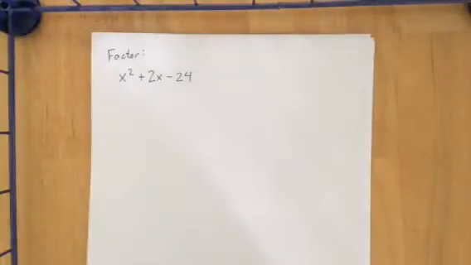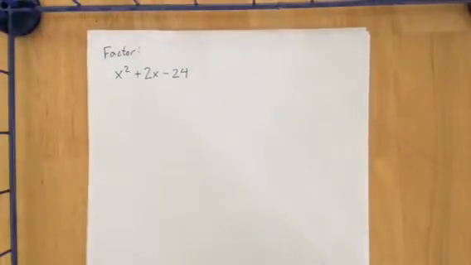Alright, welcome back everybody for part 2 of this two-part factoring tutorial. So what we got here is we're going to start with a trinomial. We got x squared plus 2x minus 24.